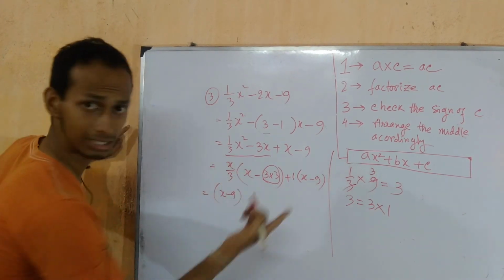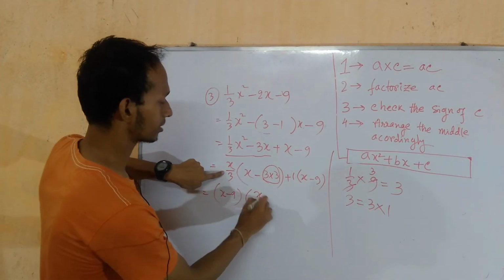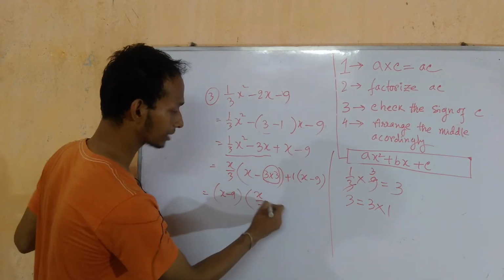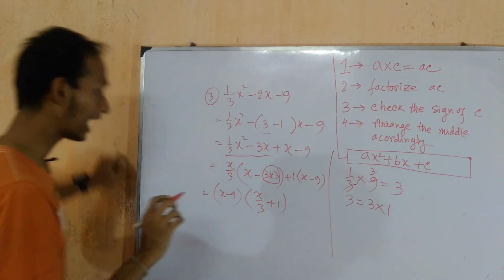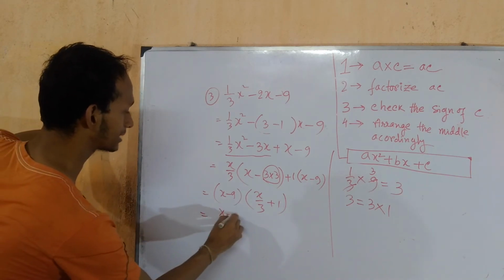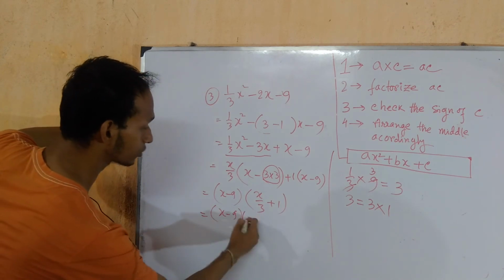Just like the previous sums we did. So what will be remaining from this term? x by 3. What will be remaining from that term? Only this plus 1. So it is done. But in some books they can do those steps also. Okay, for that case you just take the LCM of those two.